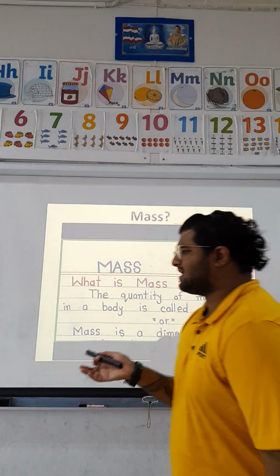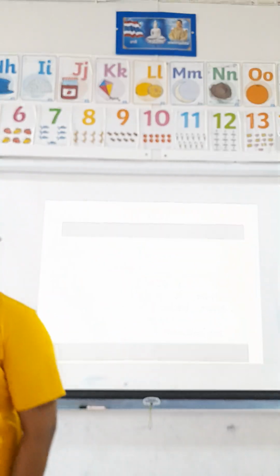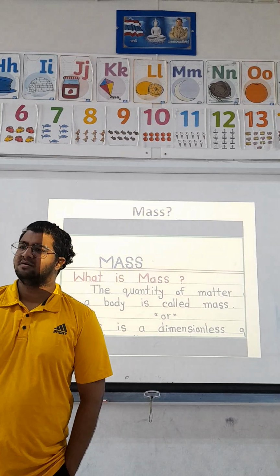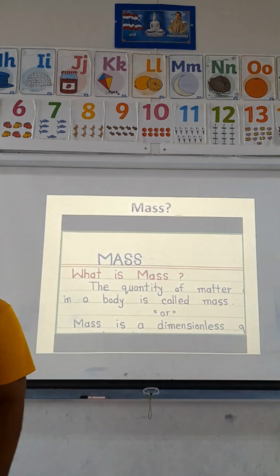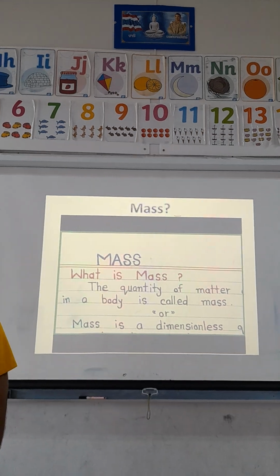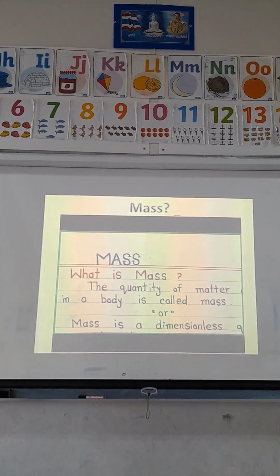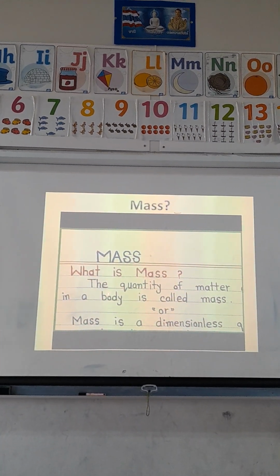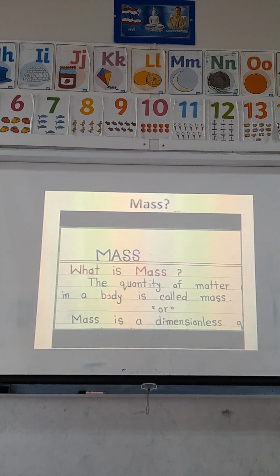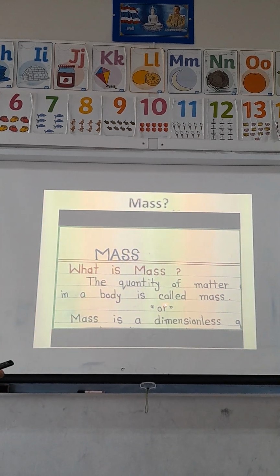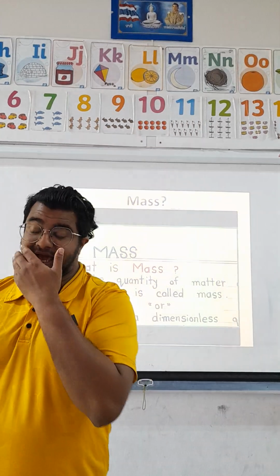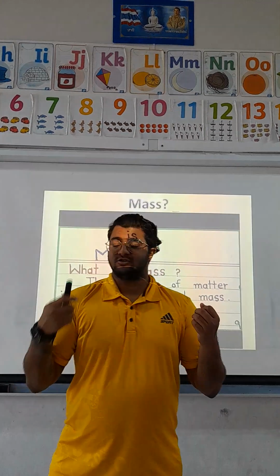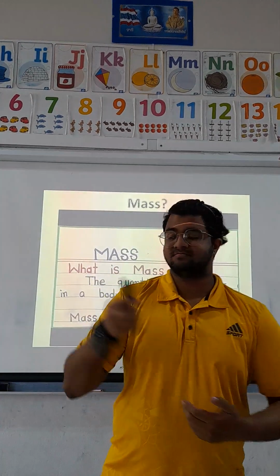Mass. What is mass? Does anyone have any idea? Mass is how heavy or light something is? Let's see if you are correct. Mass is the quantity of matter in a body is called mass, or mass is dimensionless, but mass does have weight. So you are right. Next slide.